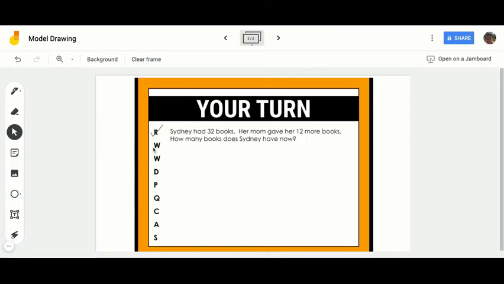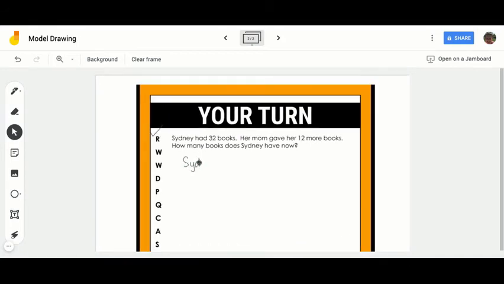And now we're to the first W. And remember, this is the who. So we have to think, who is in our problem? Well, we kind of have 2 people, don't we? We have Sydney, and we also have her mom. But her mom isn't in the question, so I don't know that she needs her own unit bar because all her mom is doing is giving more to Sydney. So we only actually need 1 unit bar for Sydney. So let's go ahead and write Sydney's name down.